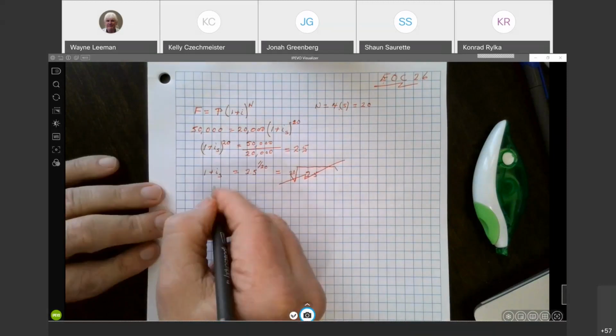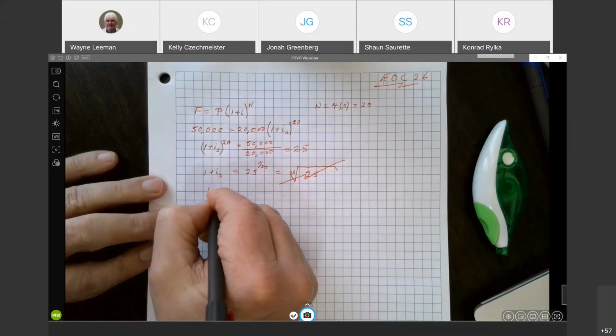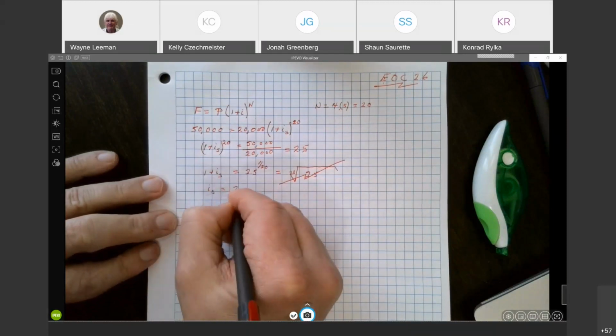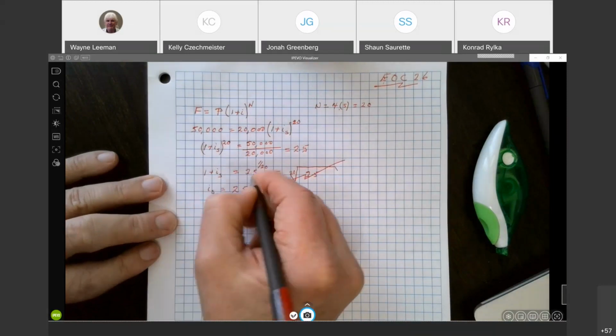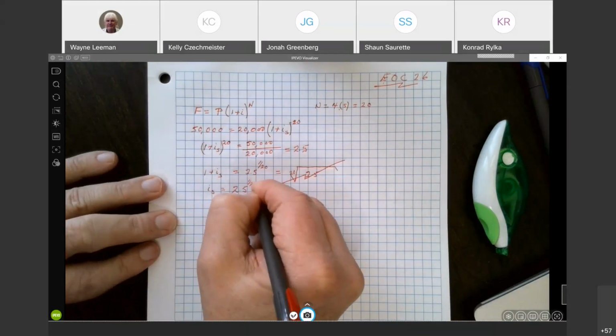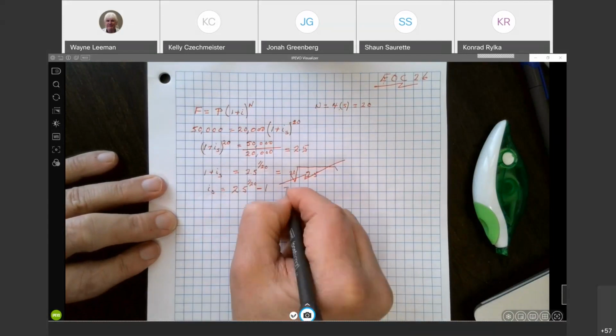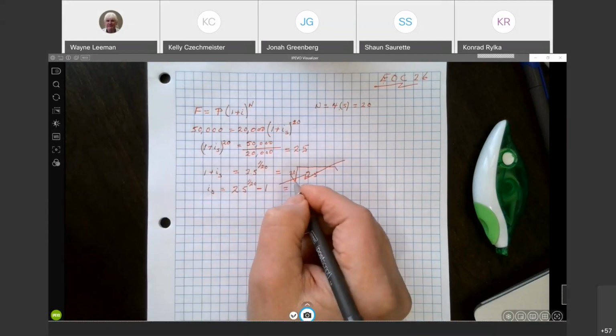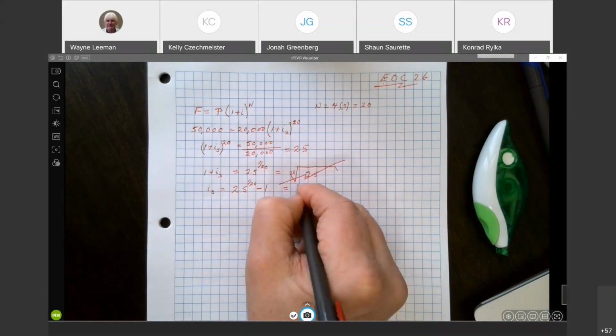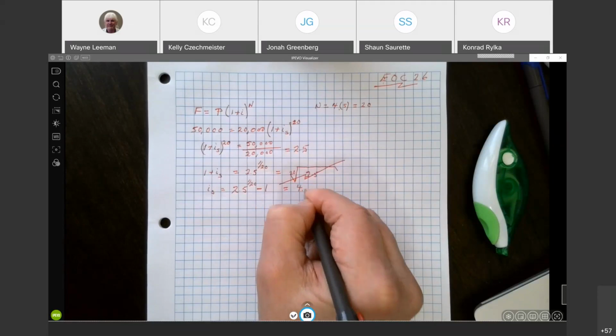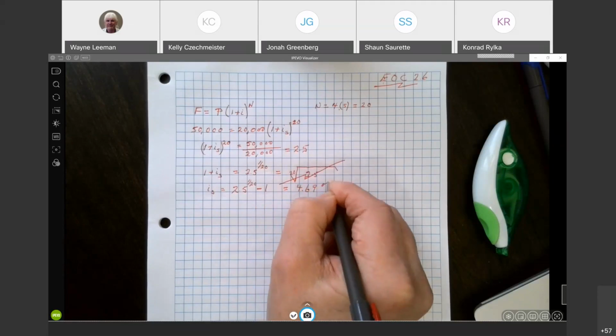So what we have here then is IS will actually be equal to 2.5 raised to the power of 1/20th minus 1, which is equal to 4.69%.